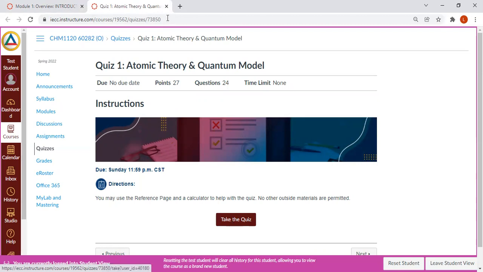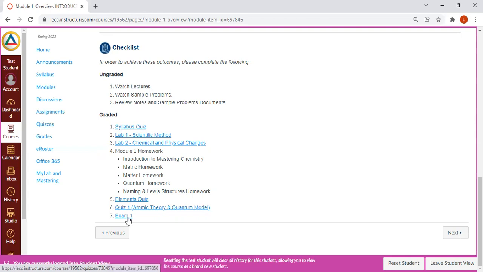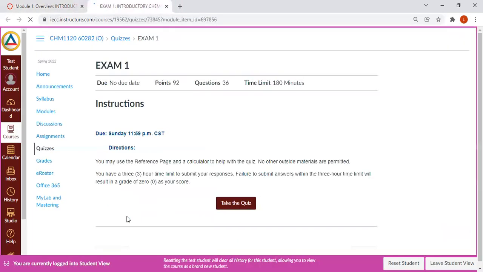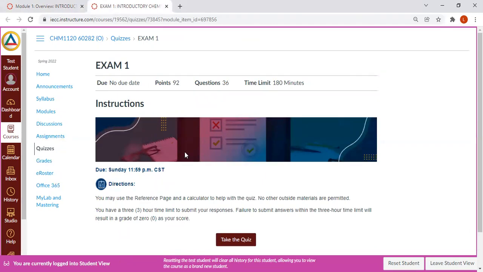When you're ready, you click the take the quiz button. And that's how it would look for any quiz. And then exam 1, again, when you're ready, take it, but no book, no notes, no nothing. The only thing you can use is the calculator and your reference page. And notice that when you take an exam, you've got 3 hours. So if you are still working on that exam and 3 hours and 1 second lapses, it will not accept a grade for you. You will automatically get a 0.